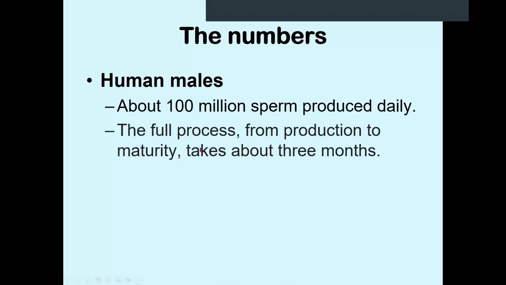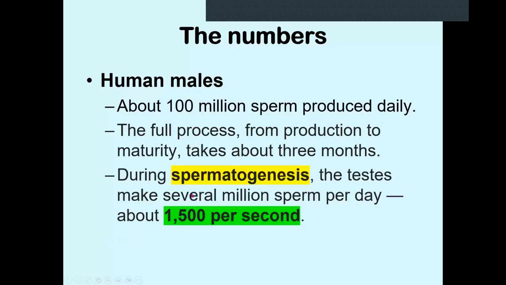For us to produce sperm, it takes about 3 months. And I went through that last time, 2 weeks ago. It takes about 3 months from production to maturity. Now, spermatogenesis, that's production of sperm. We produce many millions of sperm a day. It's estimated we produce about 1,500 in our heyday per second. And no wonder we guys feel tired all the time.